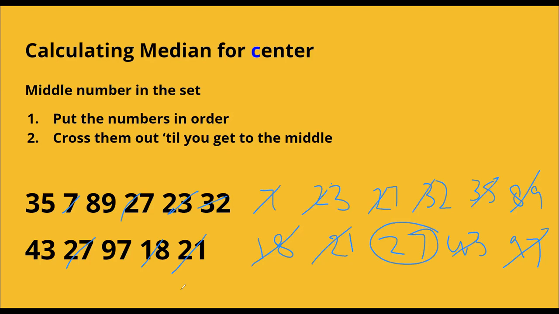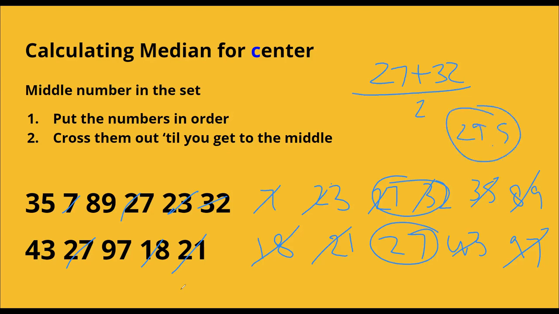What the heck? What do? You crossed out all of them because there's an even amount of numbers. Well, now we have to take the average of those two numbers. Remember the average, we add them together, divide by how many there are, there's 2. So let's do 27 plus 32, that is 59 divided by 2. The median is 29.5. The median can be a decimal. So that's something you got to know.